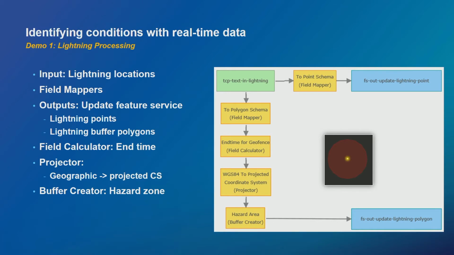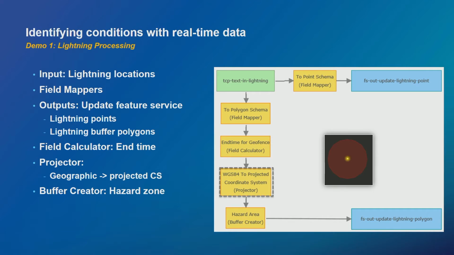The second GeoEvent service operated on the lightning. This service was typical of the ones that I've shown so far. It's got an input, it's got field mapper processors, and outputs. The top part here is used to create the points of lightning on the map. So these created the yellow points in the middle. The second part along the vertical here is used to create the buffers around these points to serve as hazard zones.